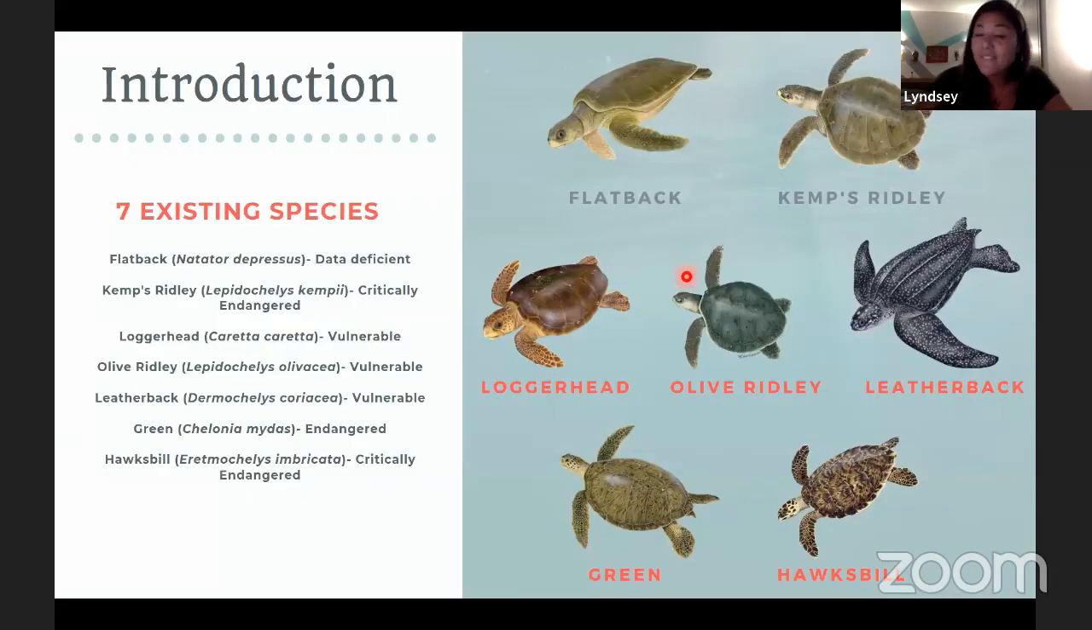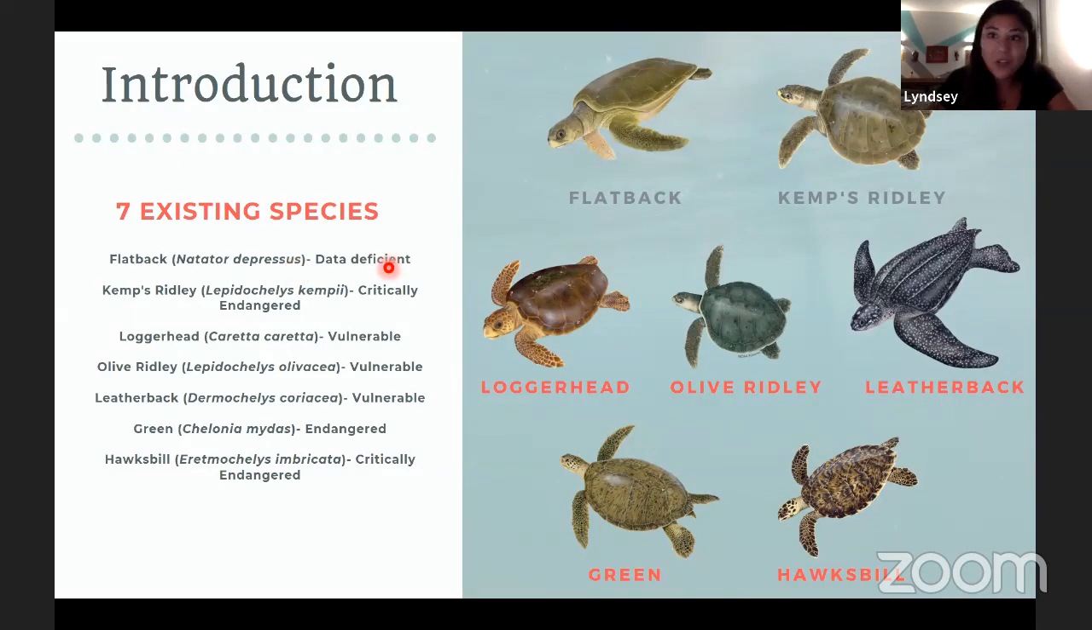So there are 7 existing species of sea turtles, and I added pictures of them so you can see them here. There's only 2 species that are not found at all within the Red Sea, and that's the flatback turtle and the Kemp's Ridley. So this first turtle, the flatback turtle, is found only in Australia, and not a lot is known about it. As you can see here, the International Union on the Conservation of Nature has said that it is data deficient, and therefore they haven't been able to establish that it's even endangered or how the population is doing, just because we don't know anything about it.